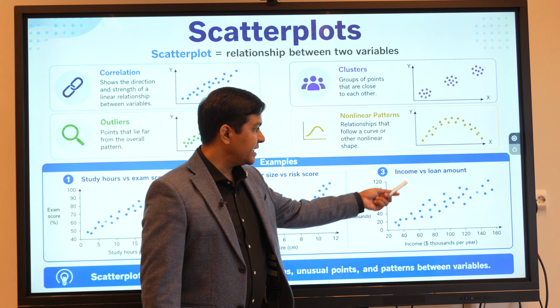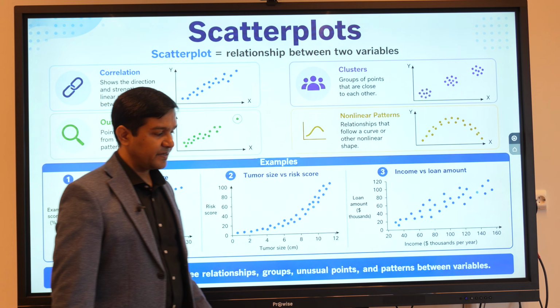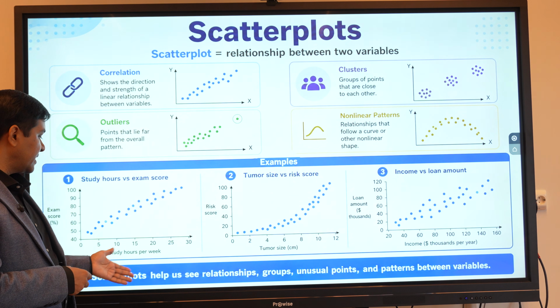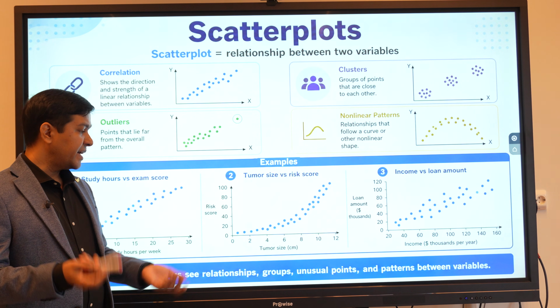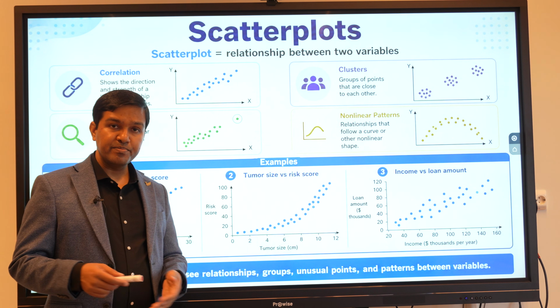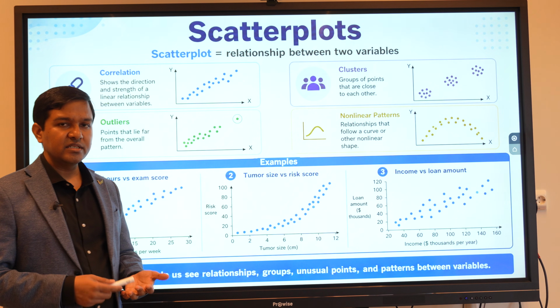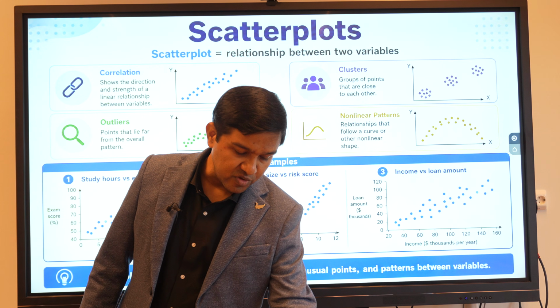Then comes income. If a person has higher income, the loan amount given will be higher. So the scatter plot can help in finding the relationship, finding the groups, finding unusual patterns, and finding the pattern across the data points. So when you get the data, just by visualizing, a lot of information is visible with simple visualization tools.